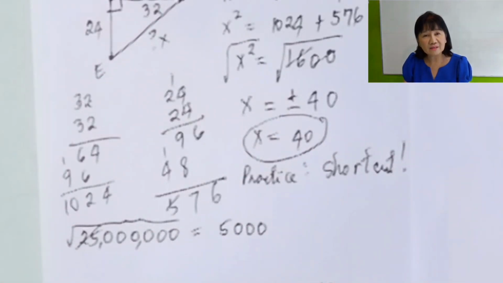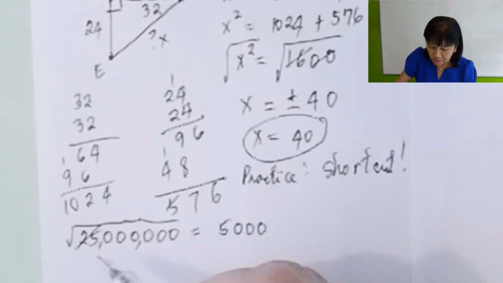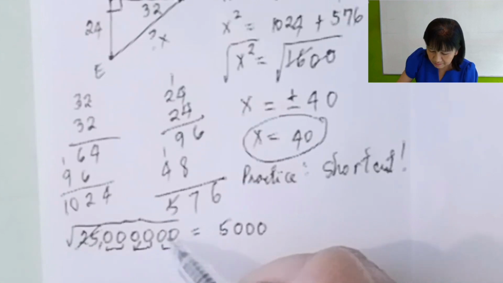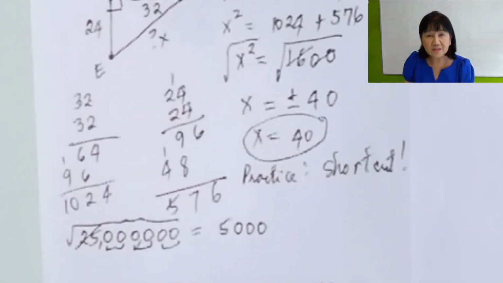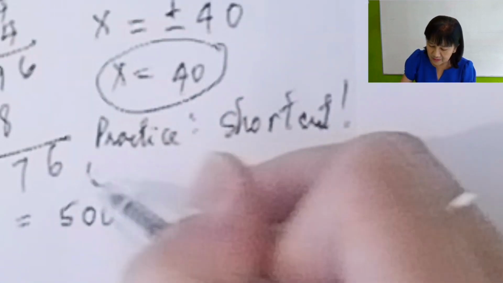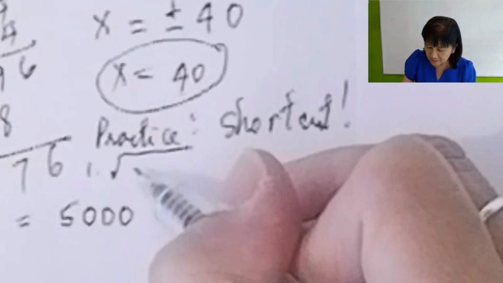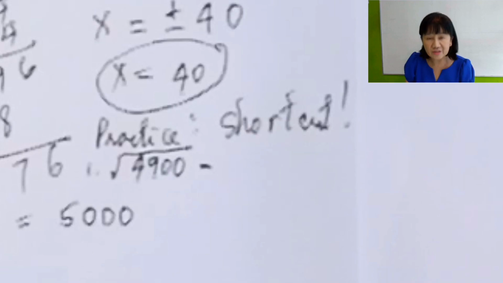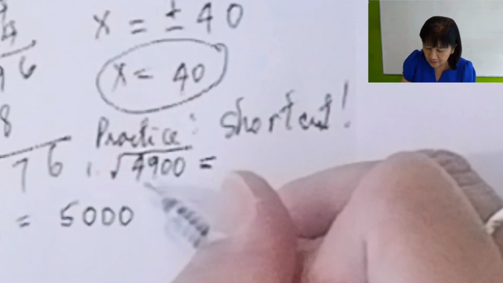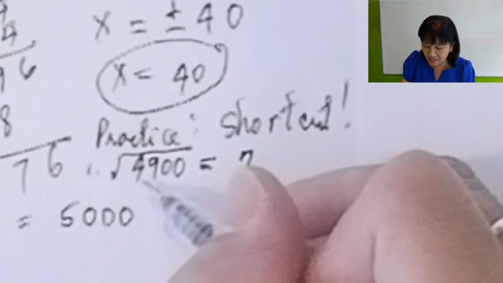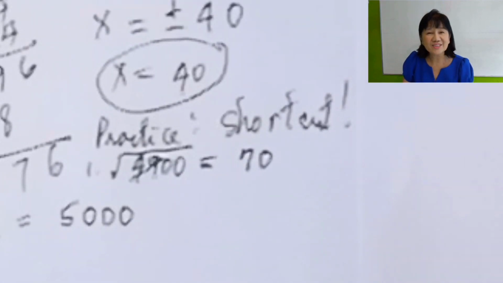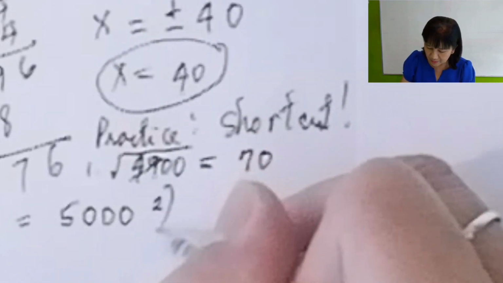Did you get that? Repeat. Square root of 25 is 5, then for every 2 zeros, you get 1 zero out. So 1, 2, 3 zeros out. Practice number 1. Let's say we have the square root of 4,900. What's the answer? Square root of 49 is 7, then 2 zeros is 1 zero out. The answer is 70. Next, problem number 2.